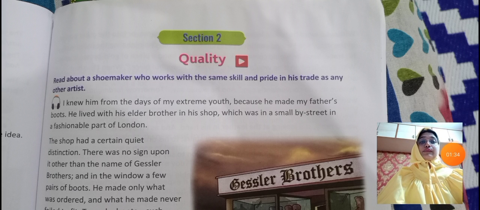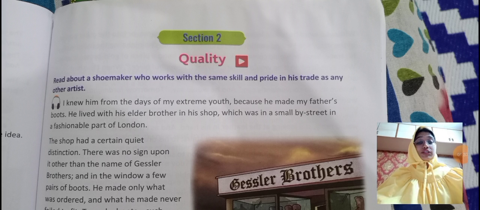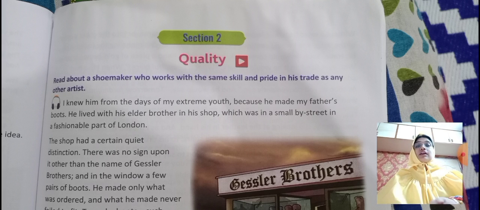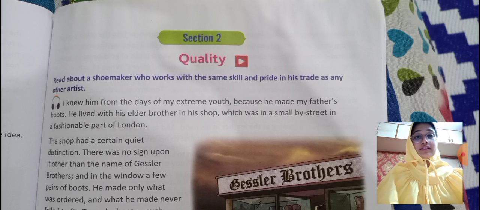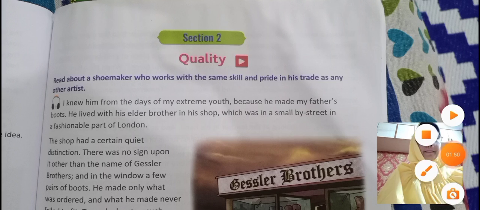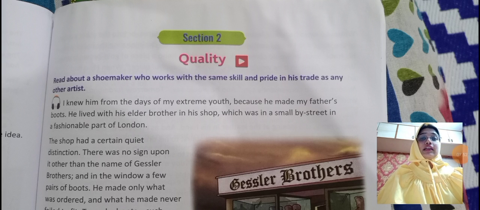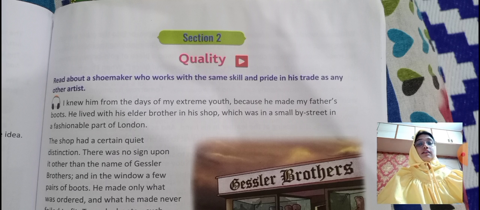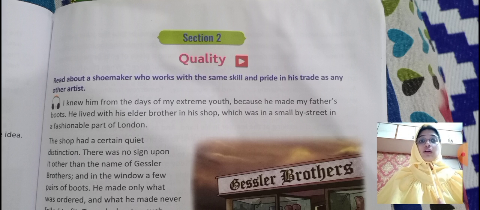Okay, this is unit number 5, section 2, Quality. Read about a shoemaker who works with the same skill and pride in his trade as any other artist. So what is a quality? We all have different qualities, correct? So quantity means something we can count with numbers, and a quality means a state, a skill that a particular person has. Okay, that is a quality. So let us begin with our lesson.